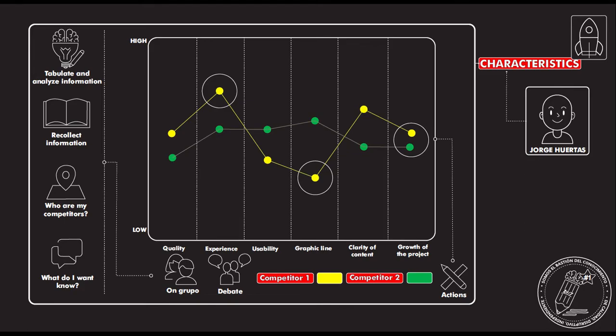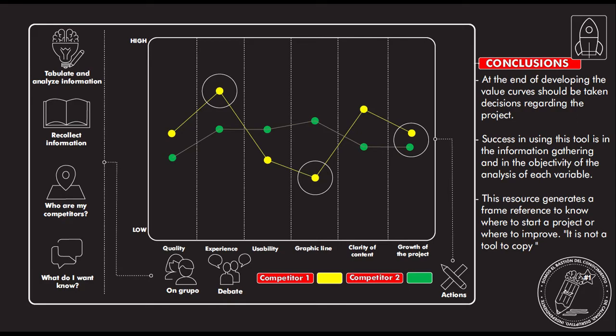As you can see, this tool works very well when you want to compare something specific with a competition. If you don't have information, I do not advise using this tool, because otherwise you will be guessing, and we don't do that. We have to have clear information to make decisions. As a conclusion, we can say that at the end of developing the value curve, we should be making decisions about the project. So we say, okay, we need to improve here because we know this, that, and that. Success in using this tool is in the information gathering and in the objectivity of the analysis of each variable. That is extremely important. That is the most important thing. Besides having the information, you have to make an honest analysis, because it doesn't work if the analysis is not objective, because it will not help your development.